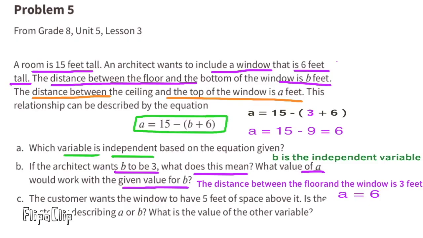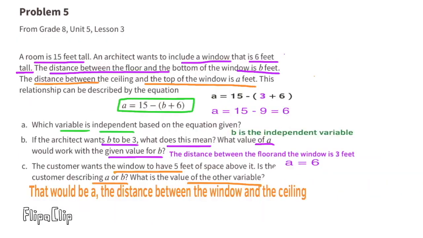C. The customer wants the window to have 5 feet of space above it. Is the customer describing A or B? What is the value of the other variable? Well, first of all, the customer is describing A, the distance between the window and the ceiling.